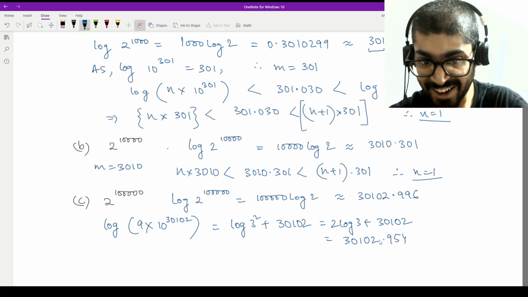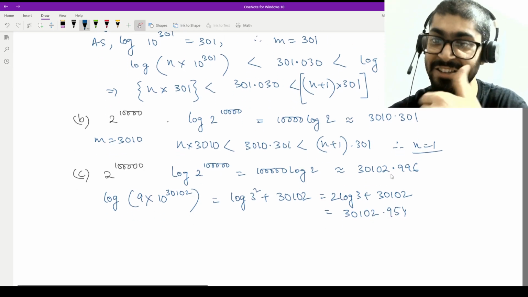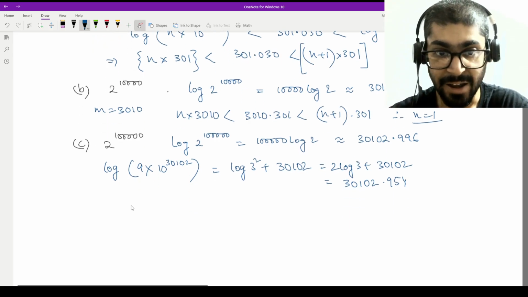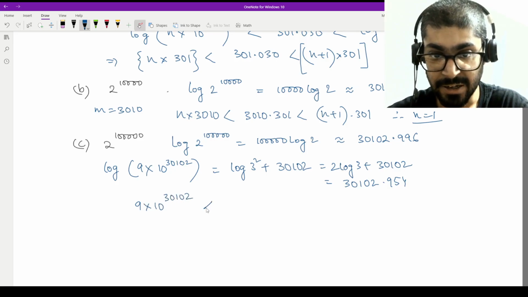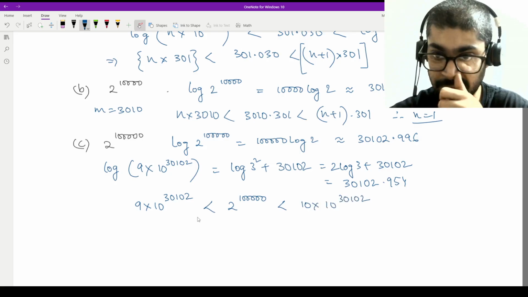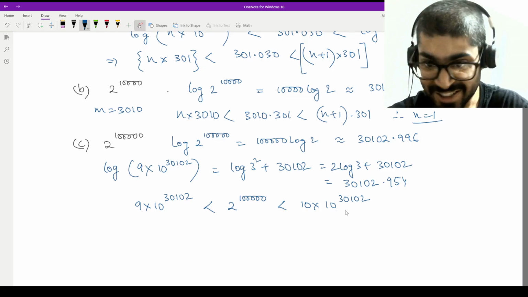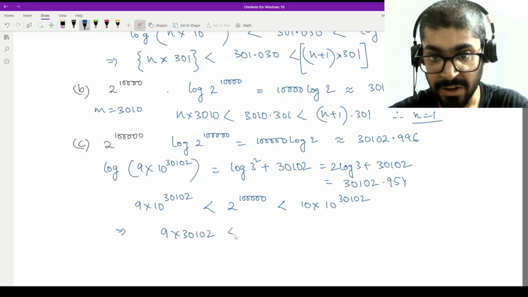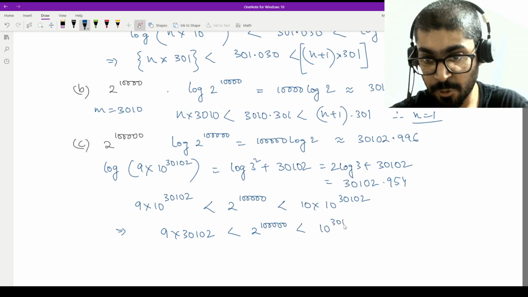So I can clearly see that the number is a bit greater than log 9 into 10 to the power 30102. This means that I can write 9 into 10 to the power 30102 is less than 2 to the power 100,000. It's less than 10 into 10 to the power 30102, right? Following the same logic as above, but here since I am multiplying by 10, I can just write 9 into 10 to the power 30102 less than 2 to the power 100,000 less than 10 to the power 30103.